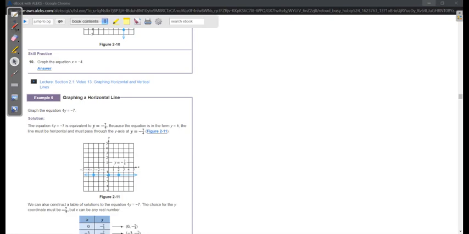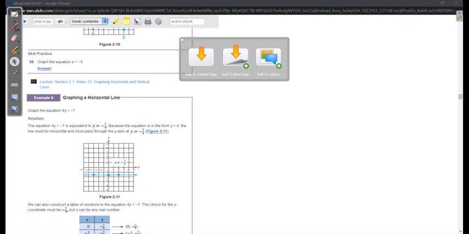So we're going to have example 9 here. Now this reads, graph the equation 4y is equal to -7. Well, we know that we need to solve this for our variable, right? So we're going to end up with y is equal to -7 divided by 4. So we're going to have a horizontal line because our definition here says it's in the form y is equal to k. So we're going to have a horizontal line at -7/4 on the y-axis.